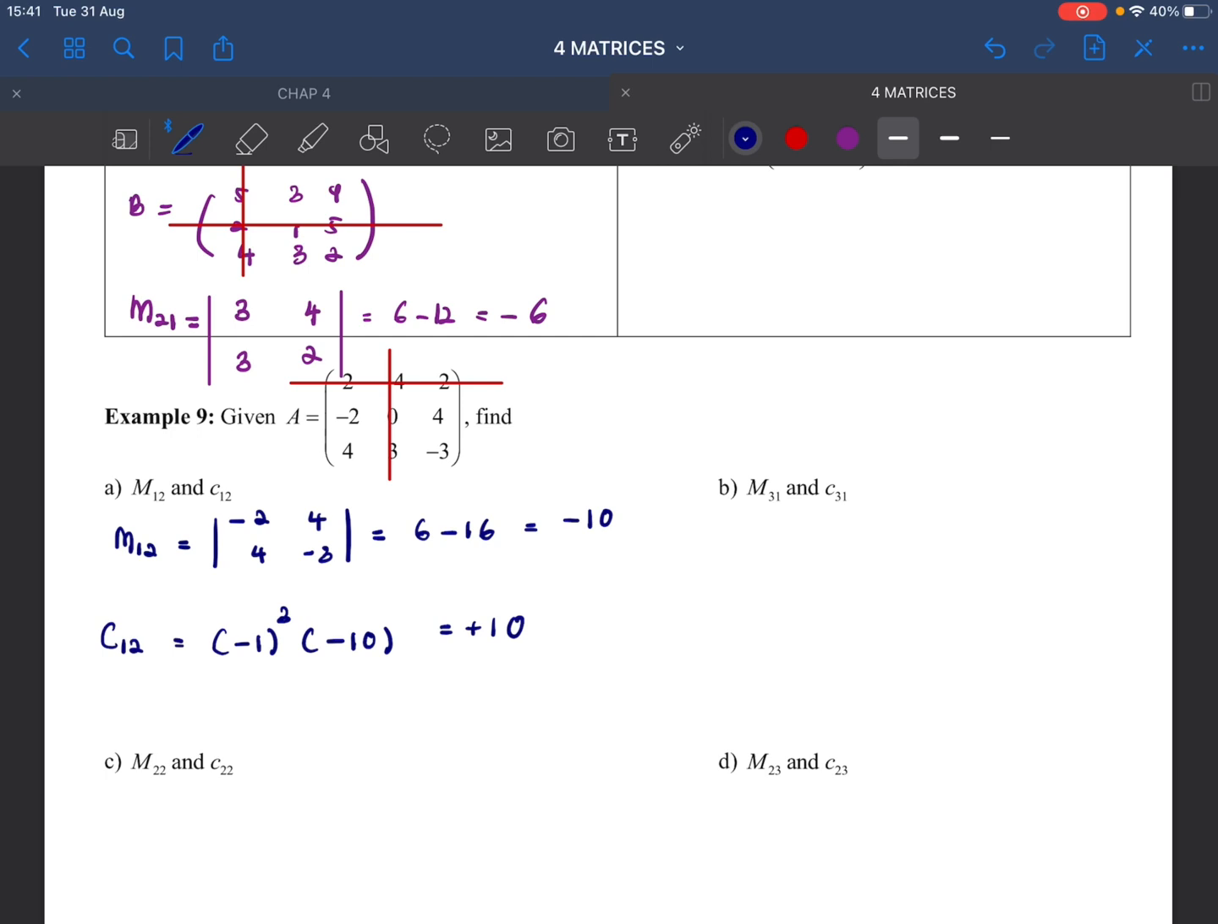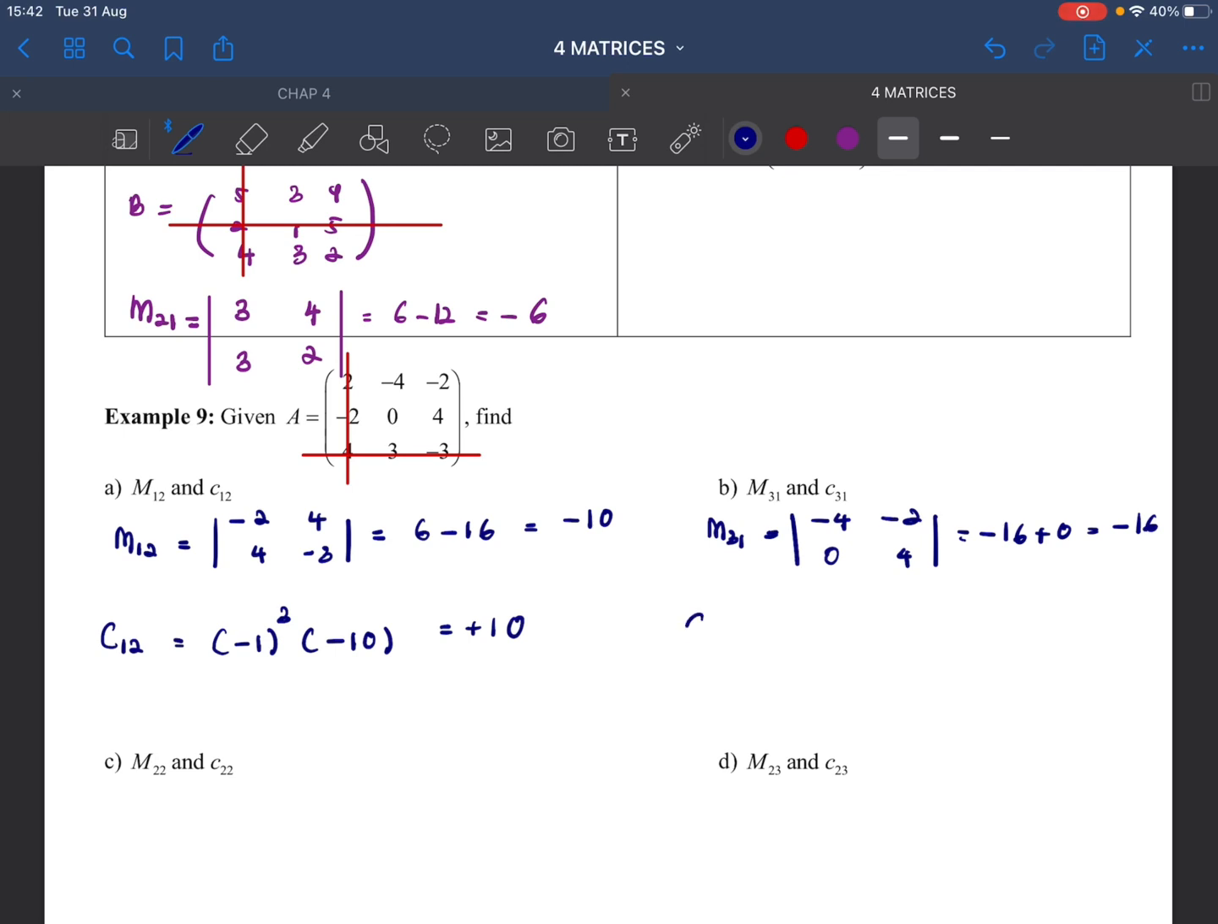So kita cuba lagi sekali untuk yang B. Kita ada M31 equals to, okay, so nak delete yang mana satu? 31. So we are going to delete row 3 column 1. Okay, yang depan ialah row, yang belakang ialah column. Kalau still tak tahu lagi row dengan column tu apa, pergi tengok mana satu row, mana satu column. Okay, so here we are going to left. Okay, so this is our determinant. We are going to find negative 16 plus 0, so we are going to get negative 16.